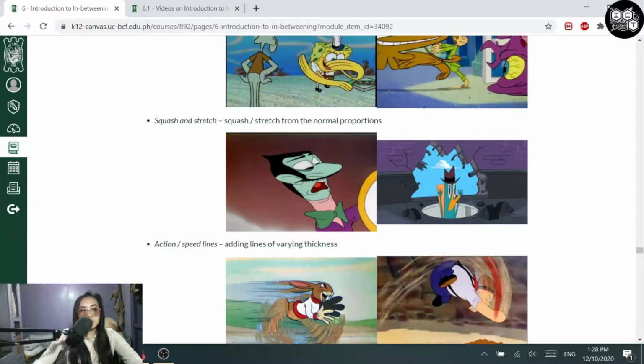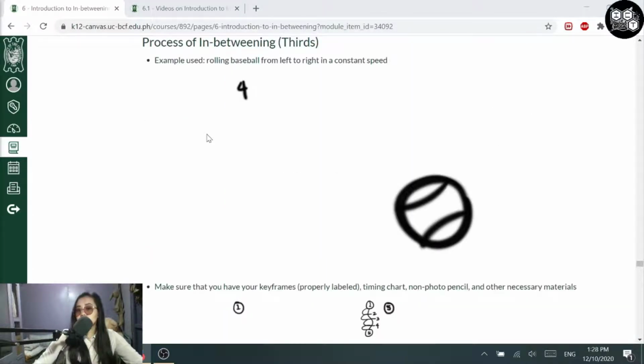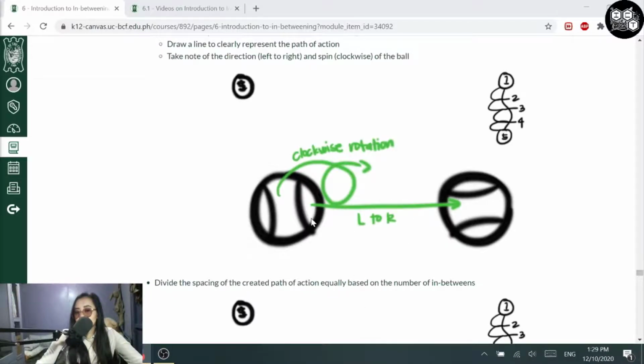And then the very last part is the process of in-betweening for thirds and favors. So for the thirds, it's quite easy. Essentially, an important part right here is the distancing. From your first keyframe to the last keyframe, you have to determine how the action would move. And how the action would move would be considered the path of action. So more of the distance as well.